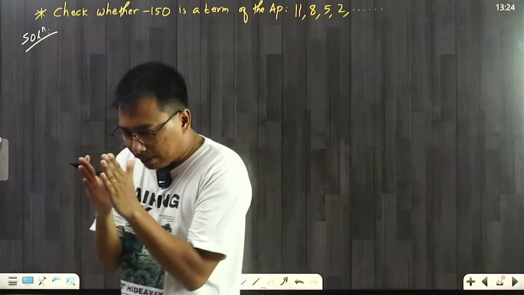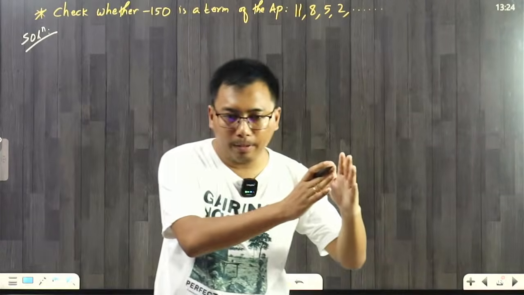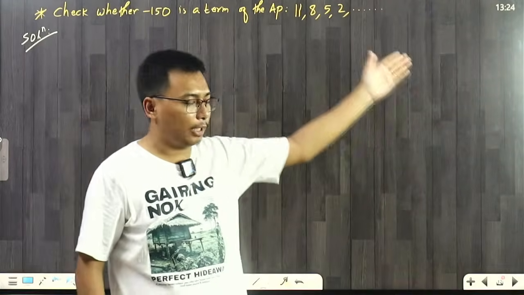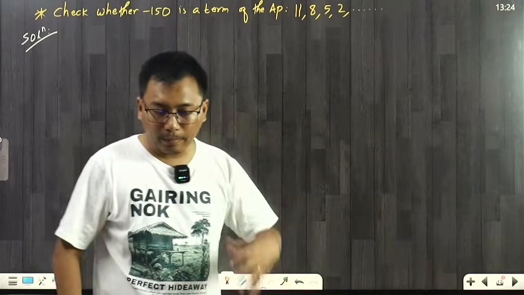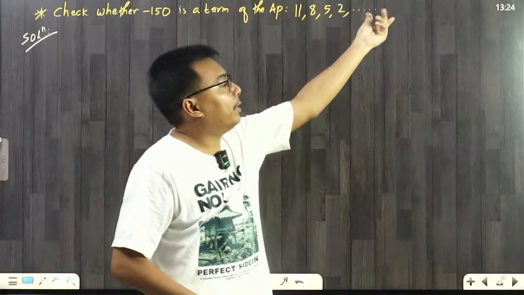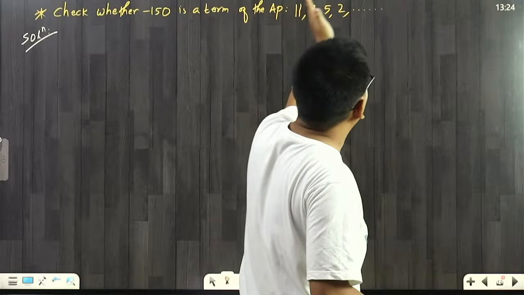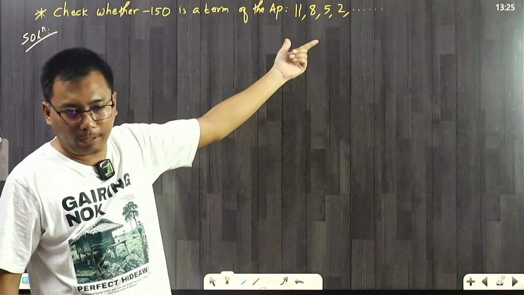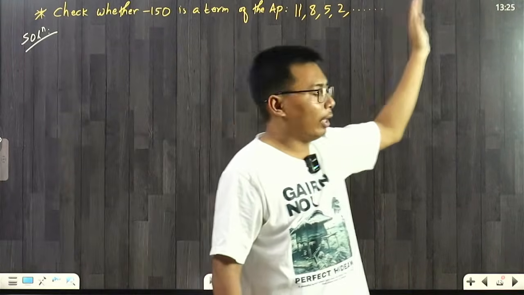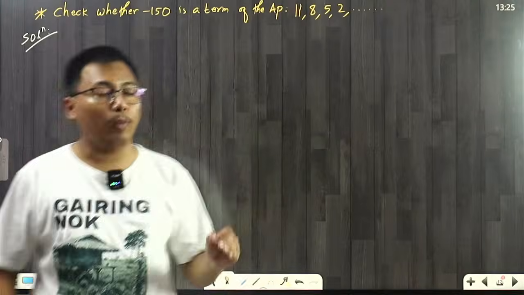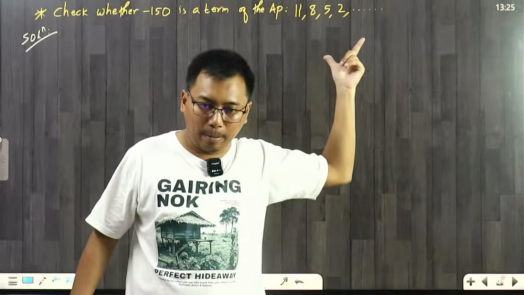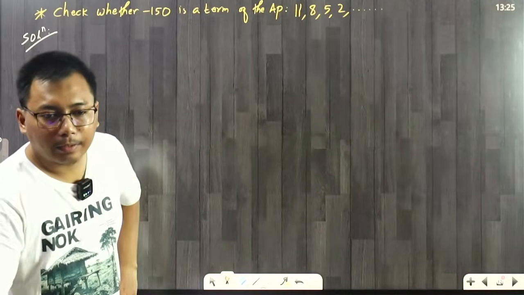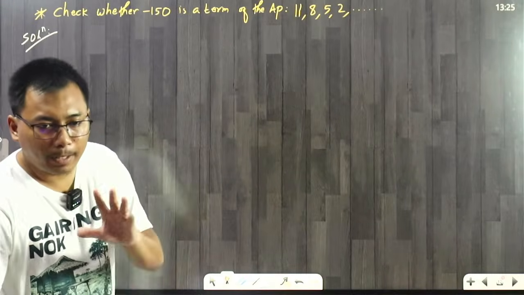We have an AP 11, then we have 8, then we have 5, then we have 2, and so on, right? If we observe the sequence, these numbers are decreasing. Now, will minus 150 be here? What's the common difference here? Minus 3 is the common difference here. So minus 3, minus 3, minus 3. If we keep on doing that, will we get minus 150 in this AP? That is our question. Okay? Clear?